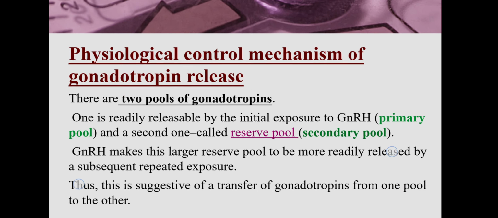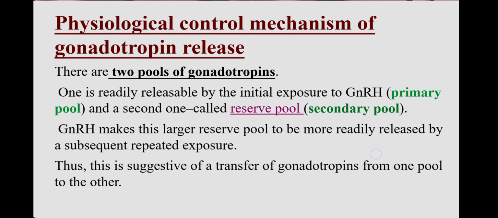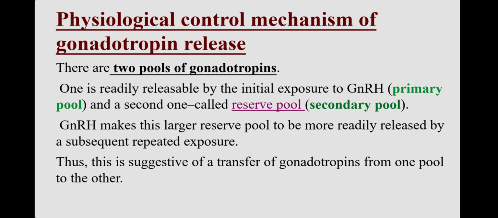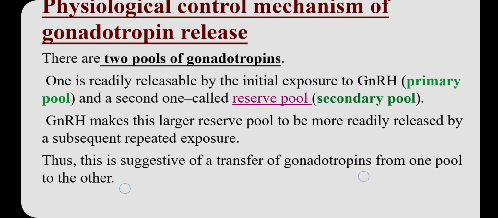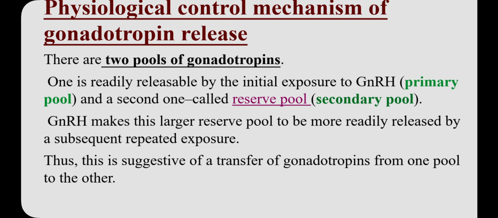Coming to the physiological control mechanism of gonadotrophin release, the two pools of gonadotrophins are present in the pituitary. One is the primary pool and another is the secondary pool or the reserve pool. So one is readily releasable by the initial exposure of GnRH. So first of all, whenever the GnRH is released, the primary pool which contains the gonadotrophins, from that it is released, and the second one is called as the reserve pool or the secondary pool.